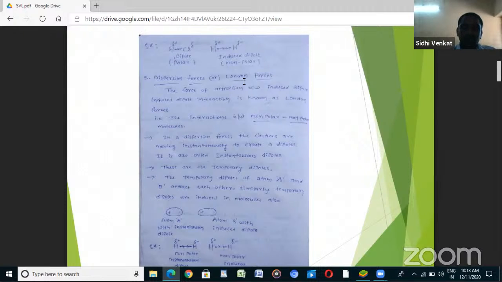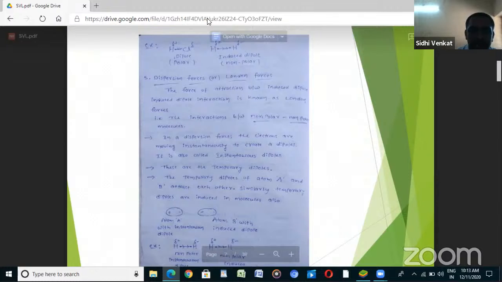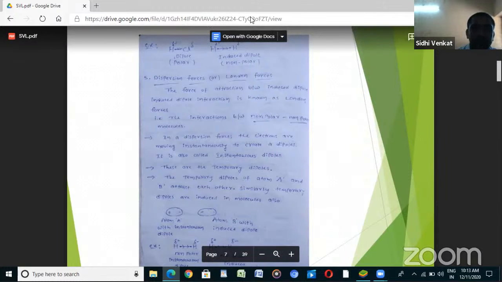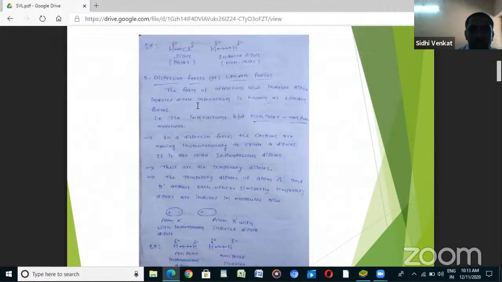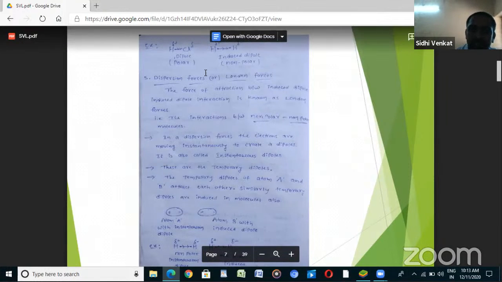Look at this, students. Dispersion forces or London forces. The force of attraction between induced dipole and induced dipole is known as London forces. Dispersion forces or London forces means the force of attraction between induced dipole and induced dipole. That means interaction between the non-polar molecules and non-polar molecules. It is also called dispersion forces or London forces.